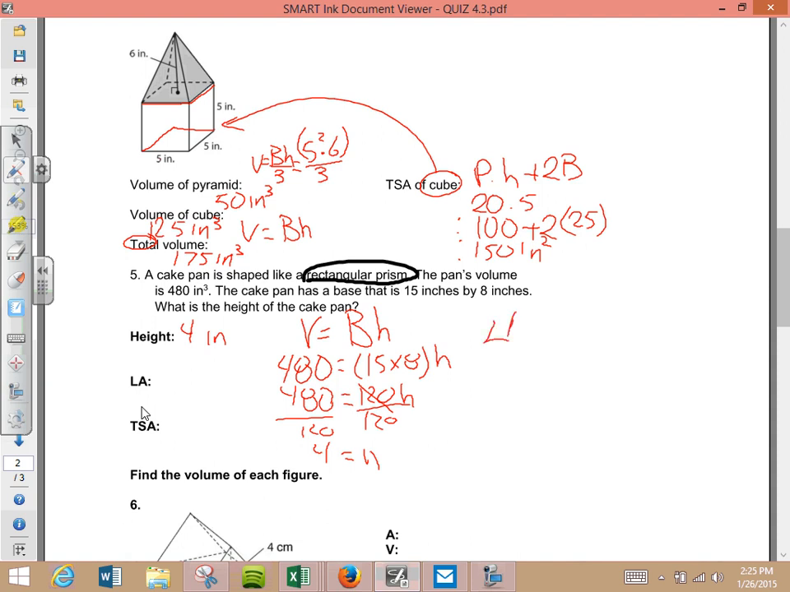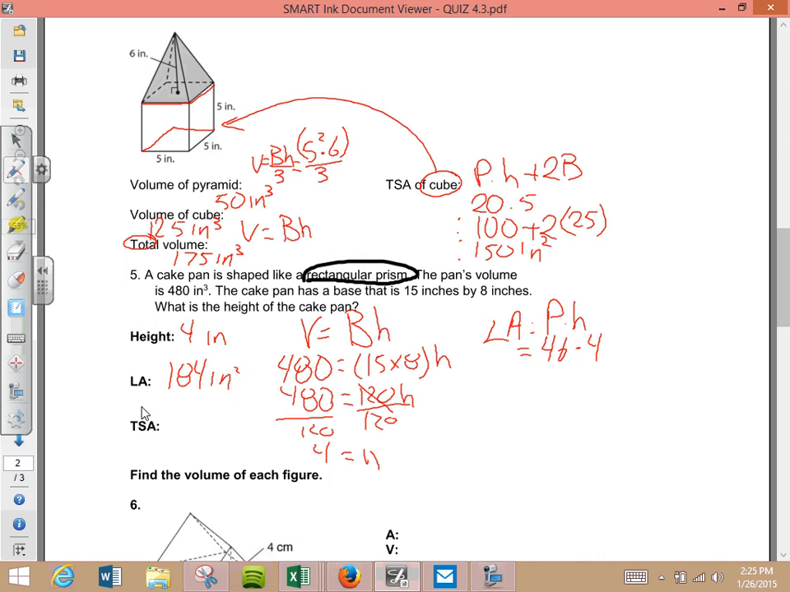So for the lateral area, it will be perimeter times height, right? What is the perimeter, the measurement of? So it's actually this, right? 15 plus 15 is 30, 8 plus 8 is 16, 30 and 16 is 46. Times the height of 4, what do you get? That should have been the lateral area. And then all you have to do is add the area of the bases to that, right?